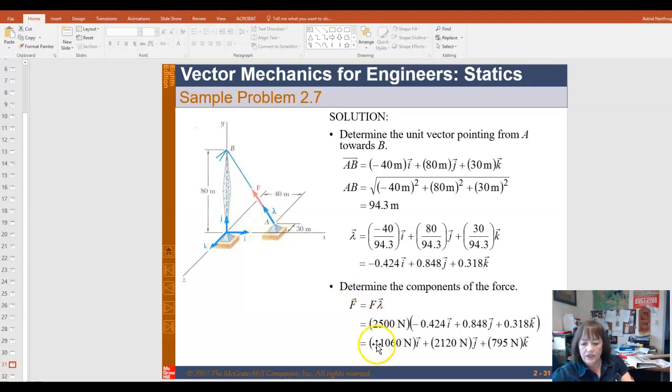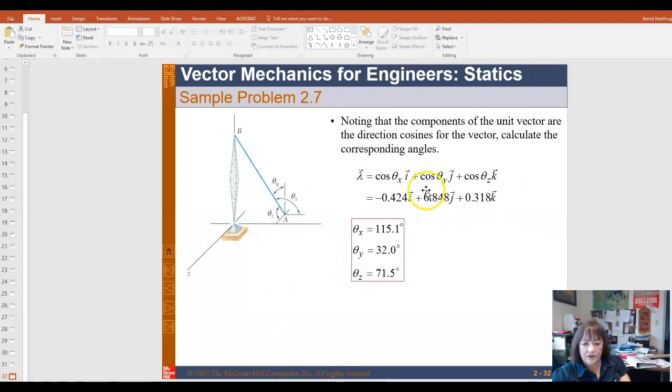Now, if you took each of these numbers, squared them, added them together, and took the square root, the value would be 2,500. Similarly, this is a unit vector, right? So if you take this and square it, add it to this squared, add it to this squared, and take the square root of that, the value would be 1. So the magnitude of the force vector F is 2,500, and the magnitude of lambda, the unit vector along that cable, is 1.